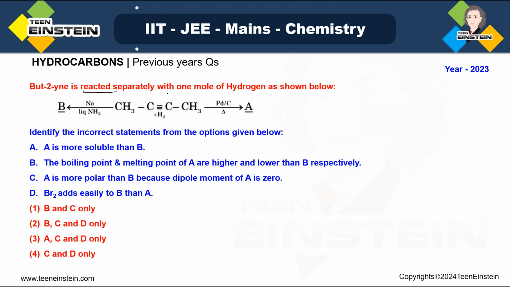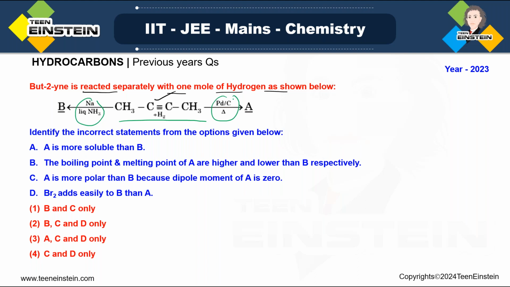Butene is reacted separately. So this is our butene with 1 mole of hydrogen as shown below. Here two different sides are there. This is the actual substrate plus H2, and the H2 is common. But one time you are treating it with sodium and liquid ammonia, you are getting B. Another time you are treating it with Pd, palladium on charcoal, and there is heat also. You are getting product A.